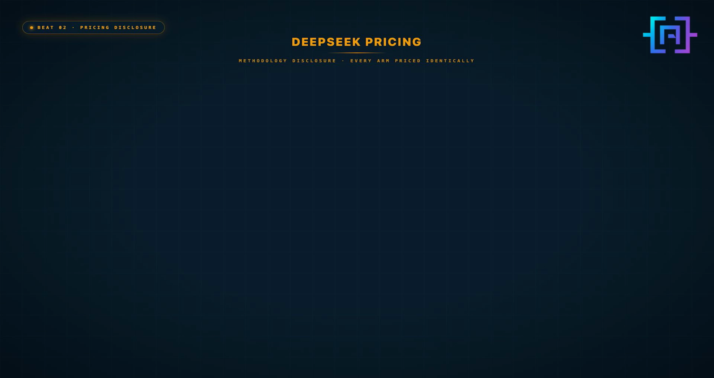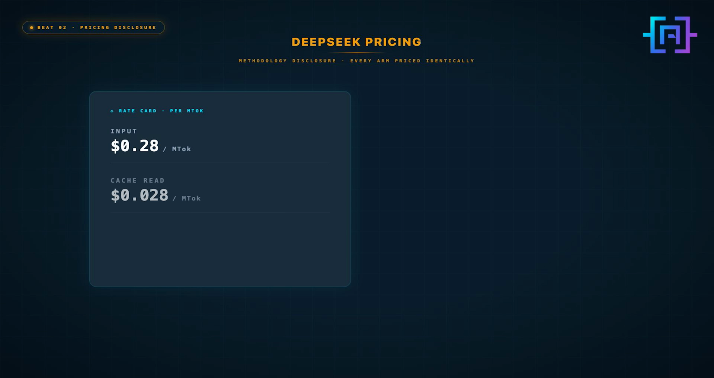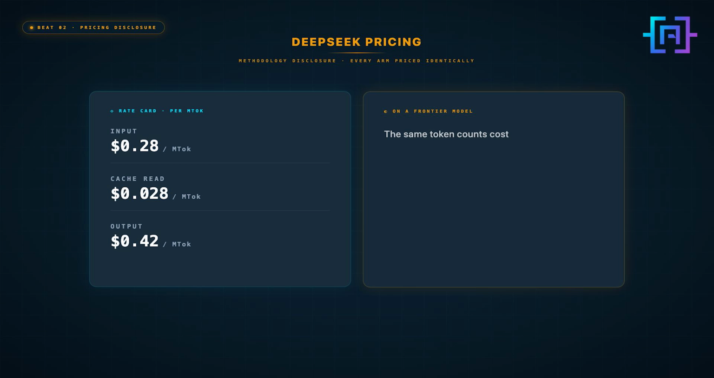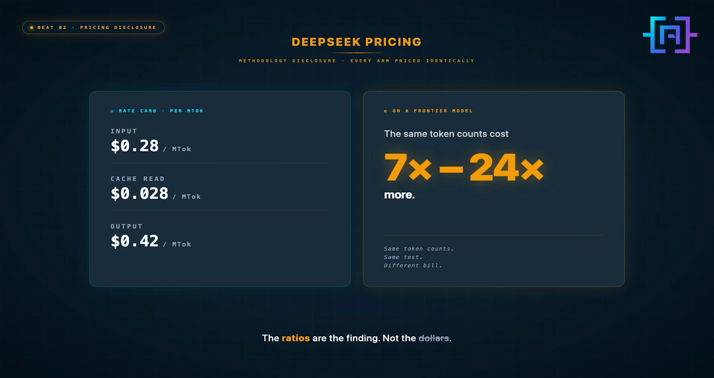One disclosure before the numbers. Every trial ran on DeepSeek, and every dollar figure you are about to see is priced at DeepSeek's published rates. 28 cents per million input tokens, roughly 3 cents per million cache reads, 42 cents per million output. On a frontier model, the same token counts cost 7 to 24 times more. The absolute dollars are not the point. The ratios between arms are, and every arm is measured on the identical scale.